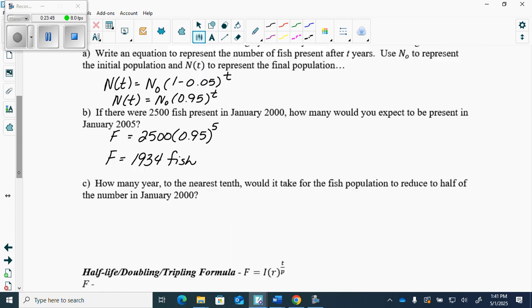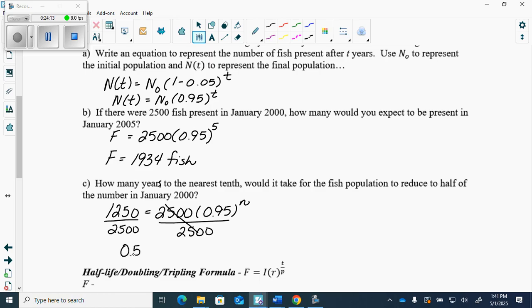How many years, to the nearest tenth, would it take for the fish population to reduce to half? So we need 1,250 as our final. 2,500 times 0.95 to the n. We have our initial and final, so we always divide them out. I can only put a decimal if it terminates, which means stops. If it's a repeating decimal, I have to leave it as a fraction, because otherwise you're rounding before the final answer and you will get it wrong.